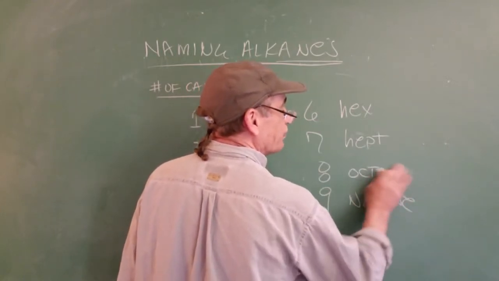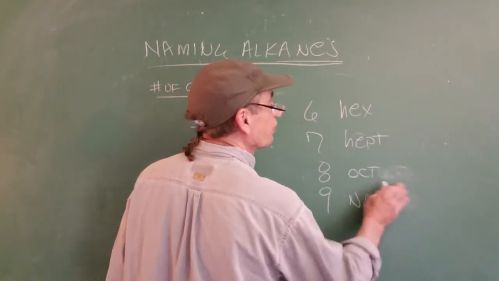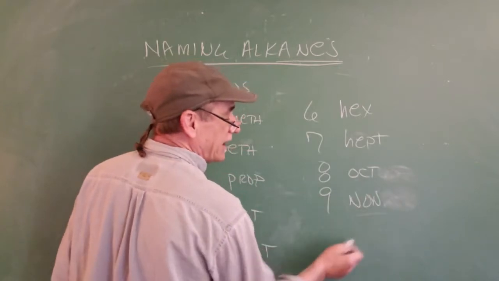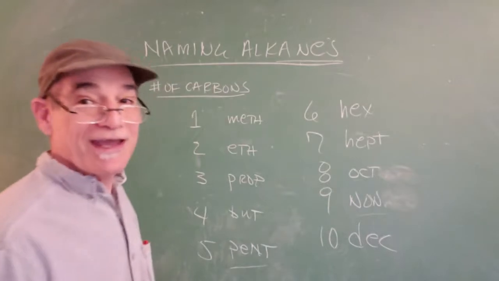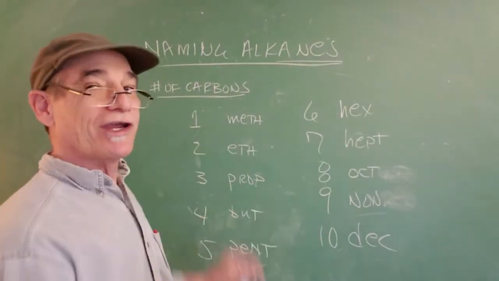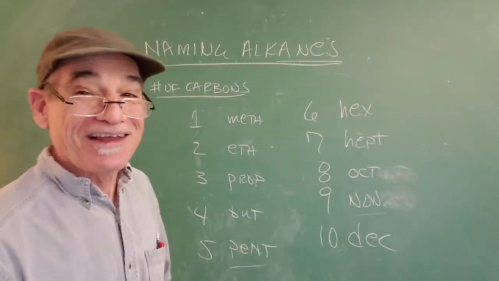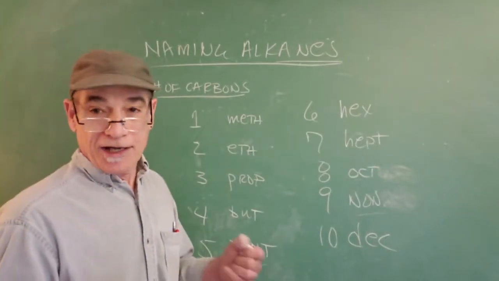I'm sorry, I started naming alkanes. I just want the prefix here. Octane, nonane. 10, they use dec as the prefix. So decane would be a 10 carbon chain. So that's how the alkanes are named.